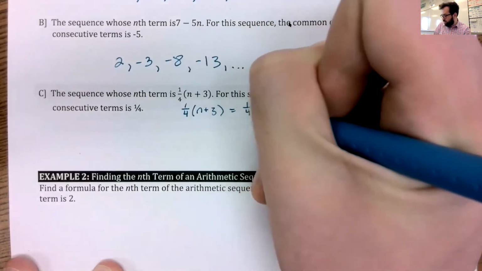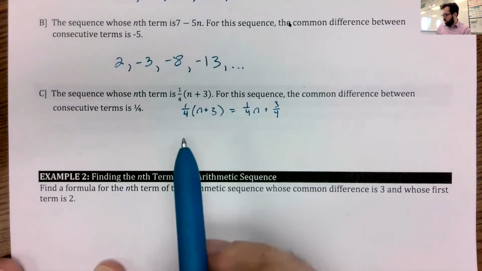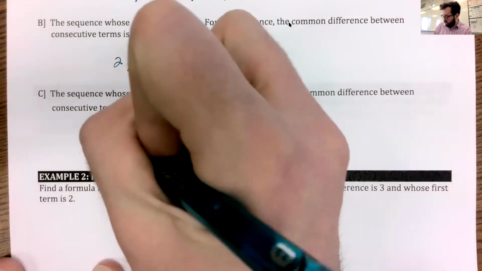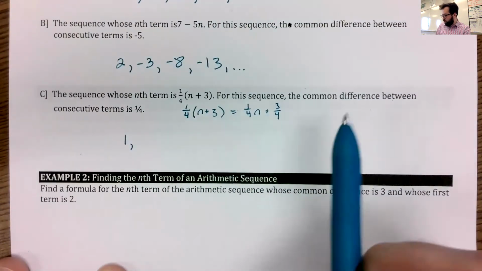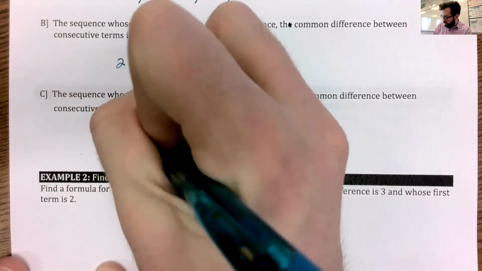It becomes 1/4 n plus 3/4. So we'll start out by plugging in 1 for n. We have 1/4 plus 3/4, which is 1. Then we plug in 2 for n. So we have 2/4 plus 3/4, which is going to be 5/4.